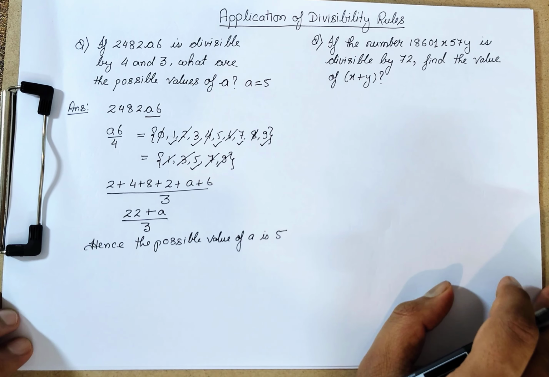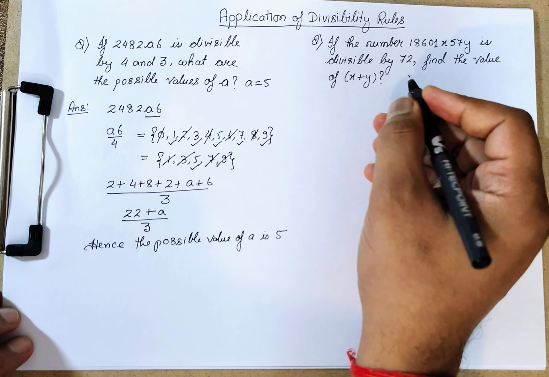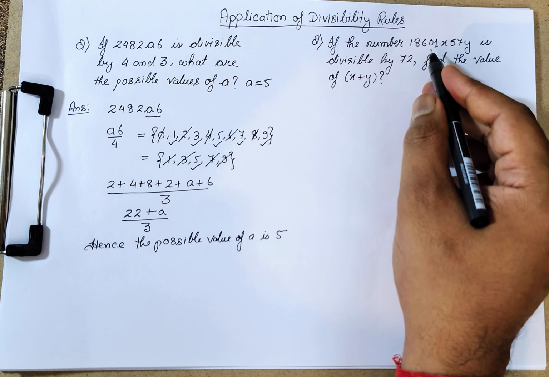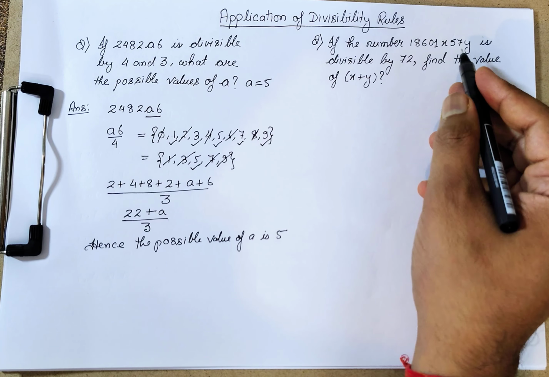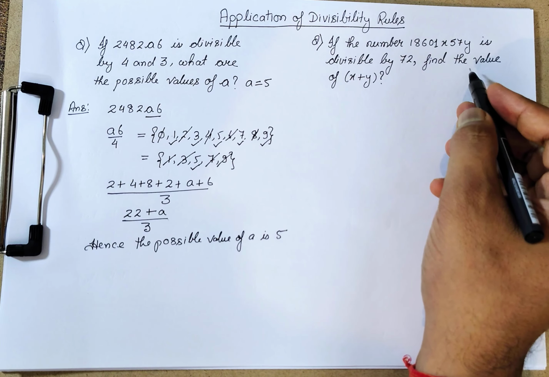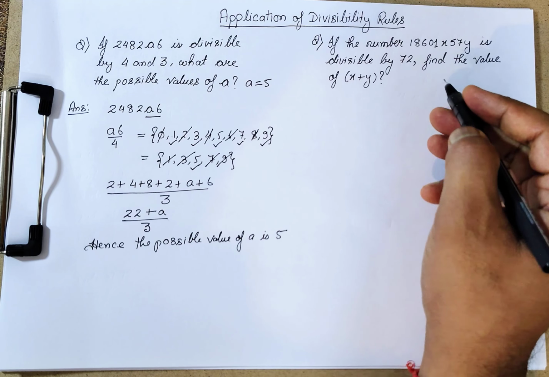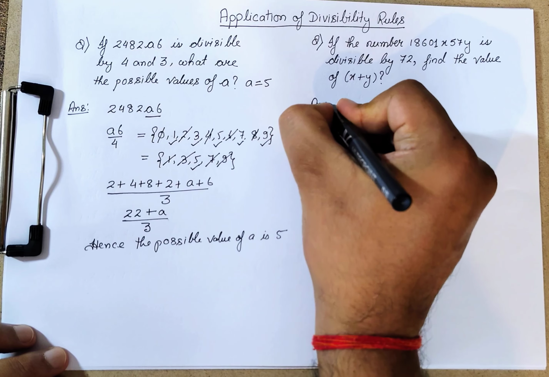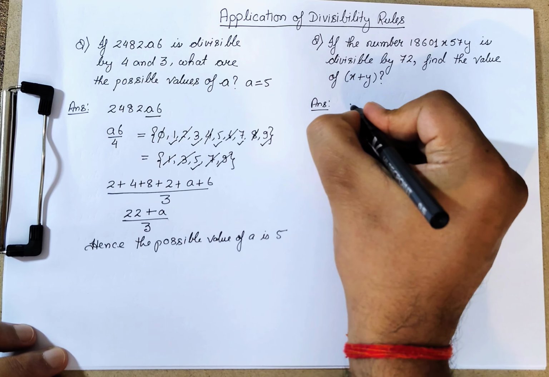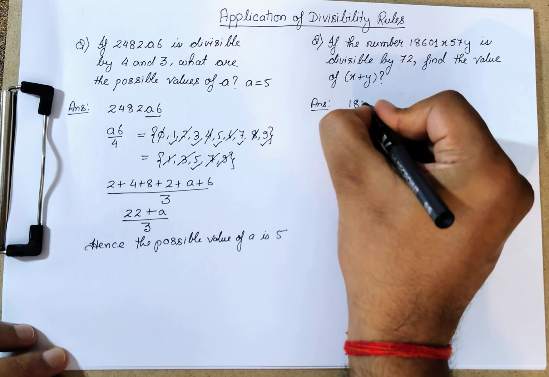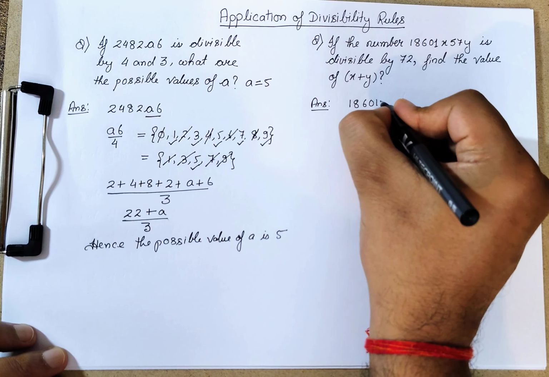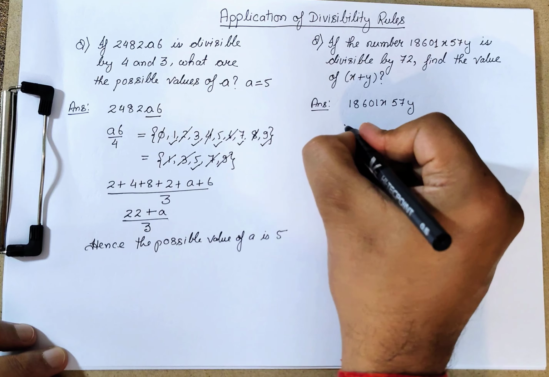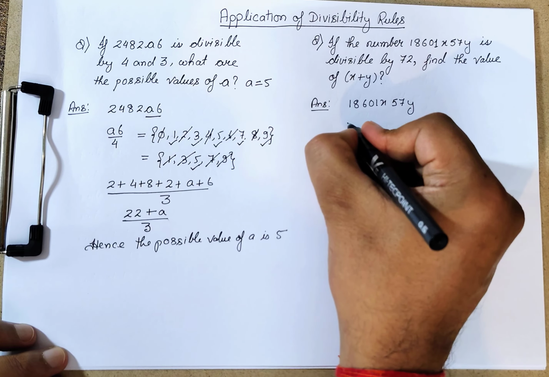Okay. Now let us look at the second question. It says that if the number 18601x57y is divisible by 72, find the value of x plus y. Now the given number is 18601x57y and is divisible by 72.